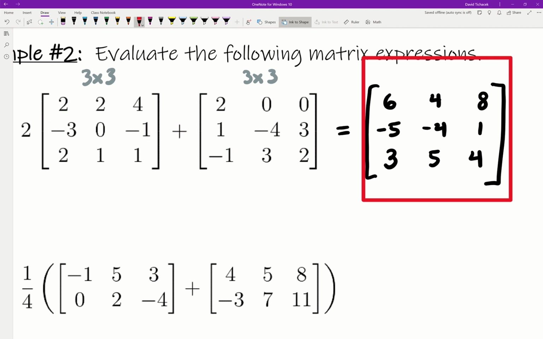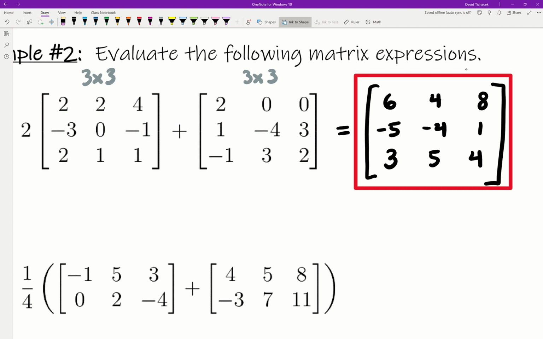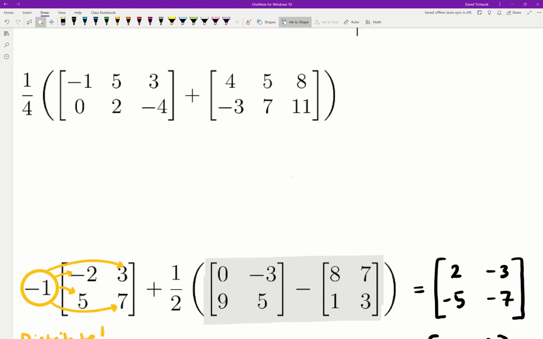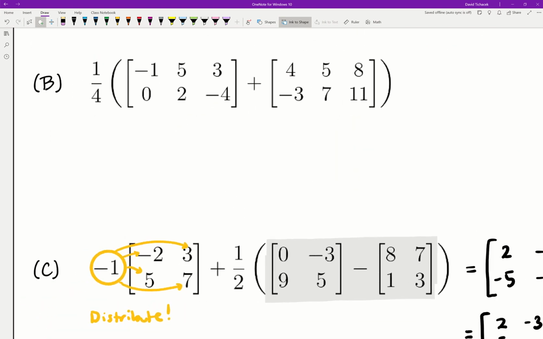So these have the potential to go a little bit quicker for you if you can go through and do some quick mental math with the entries that are in your matrices here, okay? So basically 2 times an entry in the first matrix plus the corresponding entry in the second matrix. Here in this next example, we have 1/4 times what we get whenever we add these 2 matrices together.